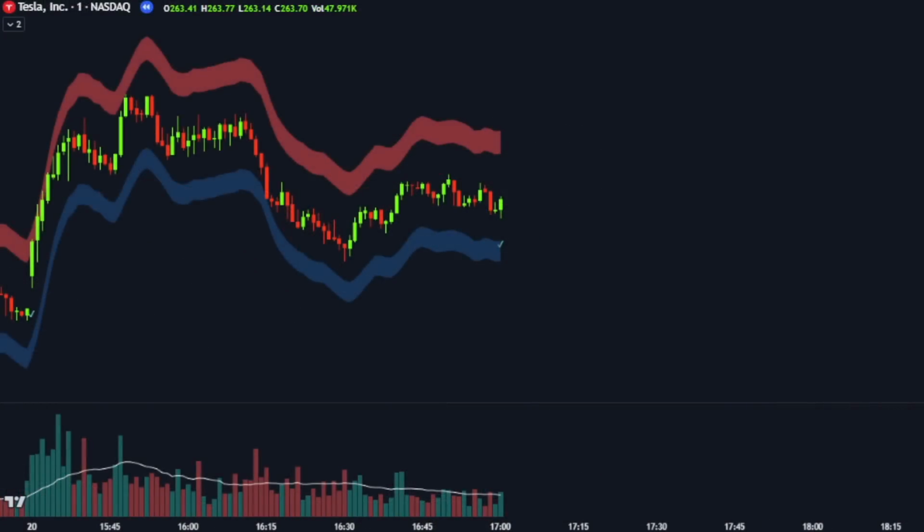Now we are in Tesla with a 1-minute time frame. Let's see an example of a long trade. First, we have to see that the price touches the bottom of the band. Second, we have to see the confirmation of the reversal indicator signal. Third, the trade must have enough volume.